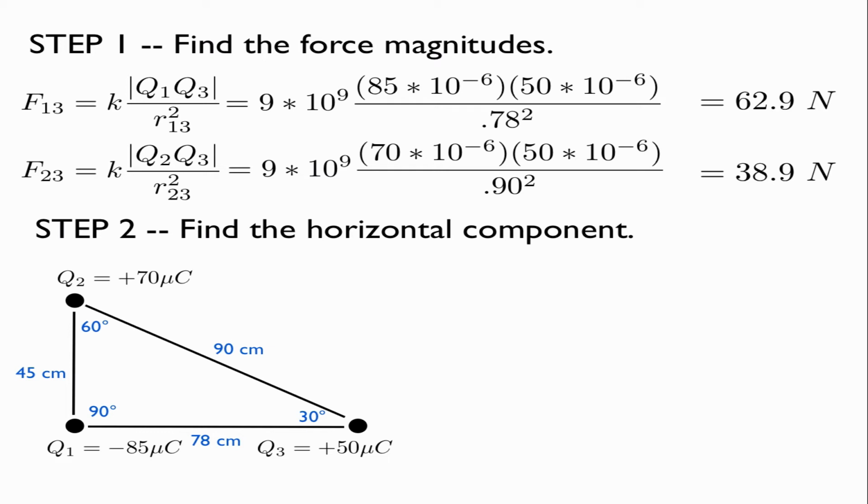Now for the force between 1 and 3, this is easy. They are aligned in the x direction, so there is no y component. And because the force is attractive, since charge 1 is negative and charge 3 is positive, the force is directed in the negative x direction, so that the x component of this force is simply equal to negative the magnitude, which is negative 62.9 newtons.